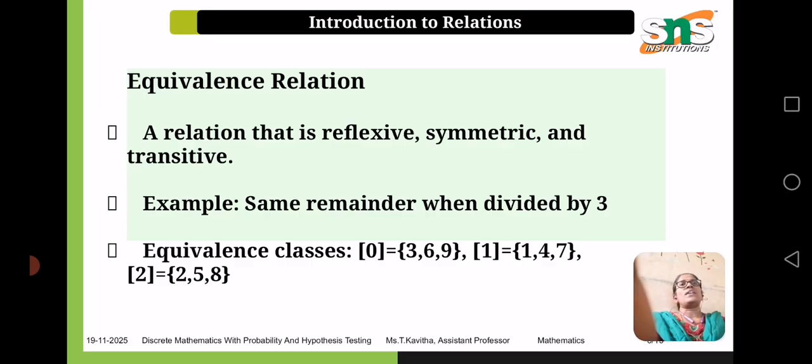Next relation is the equivalence relation. What is the equivalence relation? A relation that is reflexive, symmetric and transitive is called an equivalence relation. If a relation satisfies reflexive, symmetric and transitive, then the relation is an equivalence relation. Example: same remainder when divided by 3. This is an equivalence relation. Equivalence classes: the class of 0 is {0, 3, 6, 9}, which are divisible by 3. The equivalence class of 1 is {1, 4, 7} and of 2 is {2, 5, 8}.